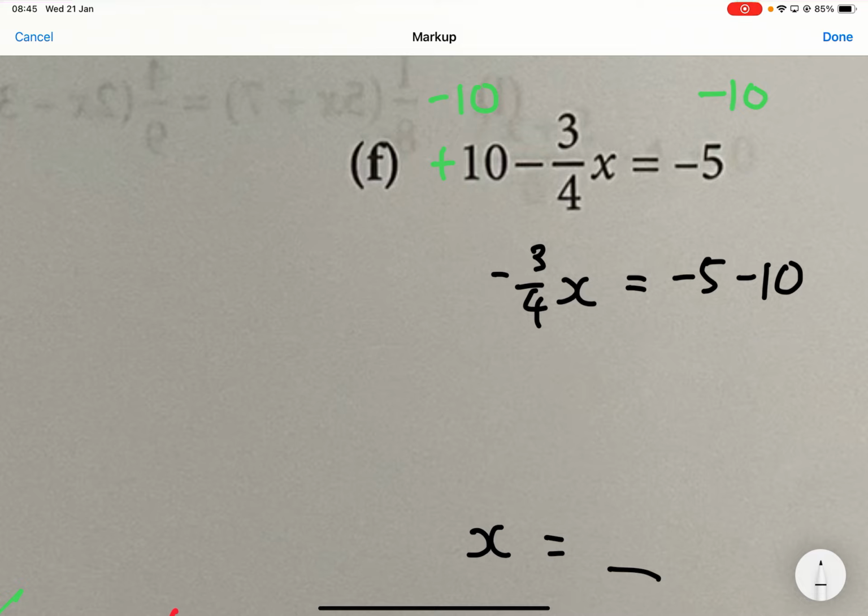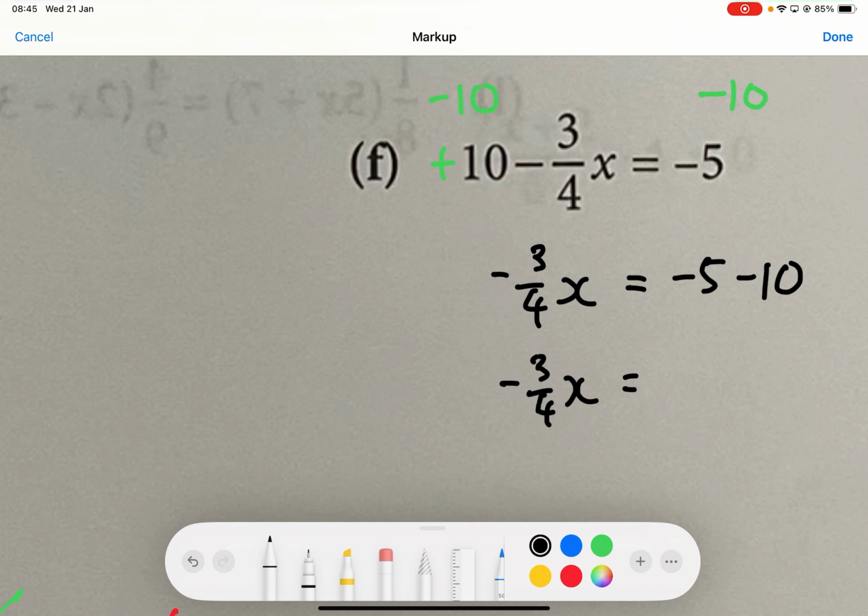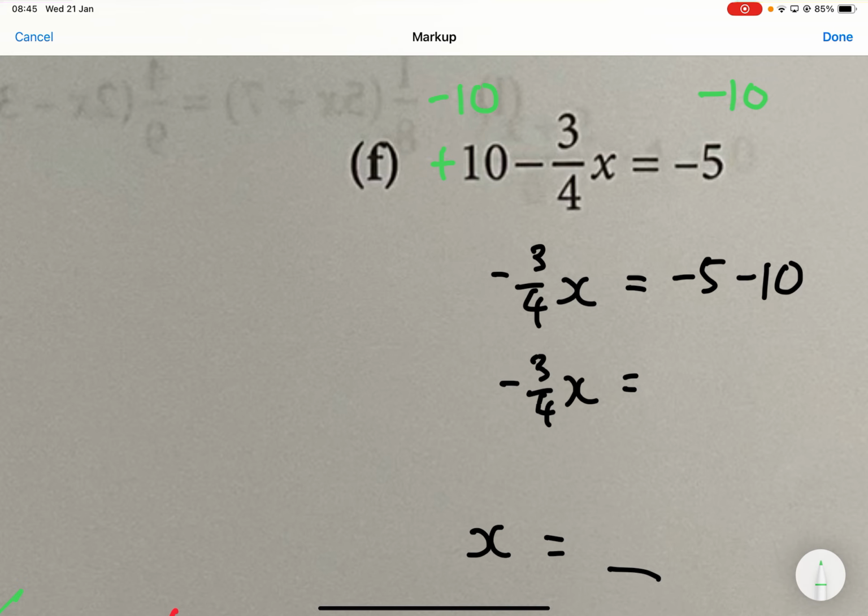Simplify my right hand side. Minus 5. This one is like a number line. Negative is a direction. So I move 5 steps that way, then I move another 10 steps. So all together is minus 15. Okay? Minus 5 minus another 10.